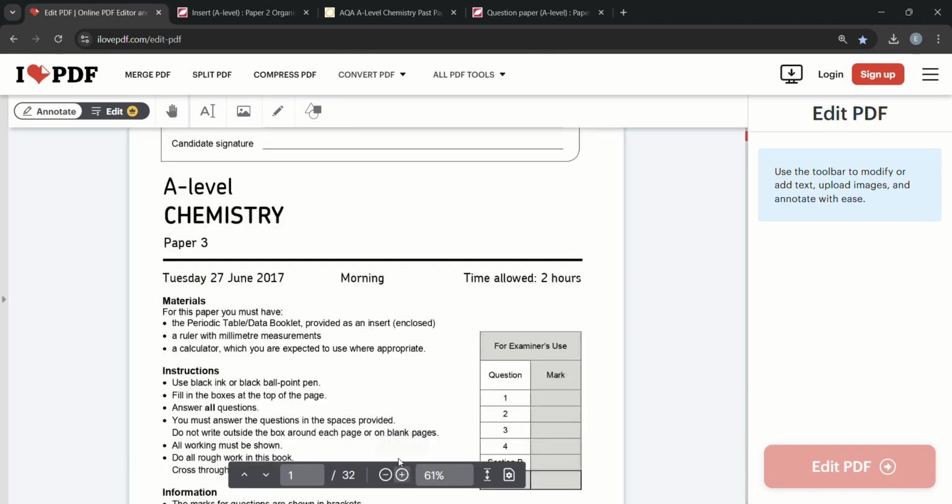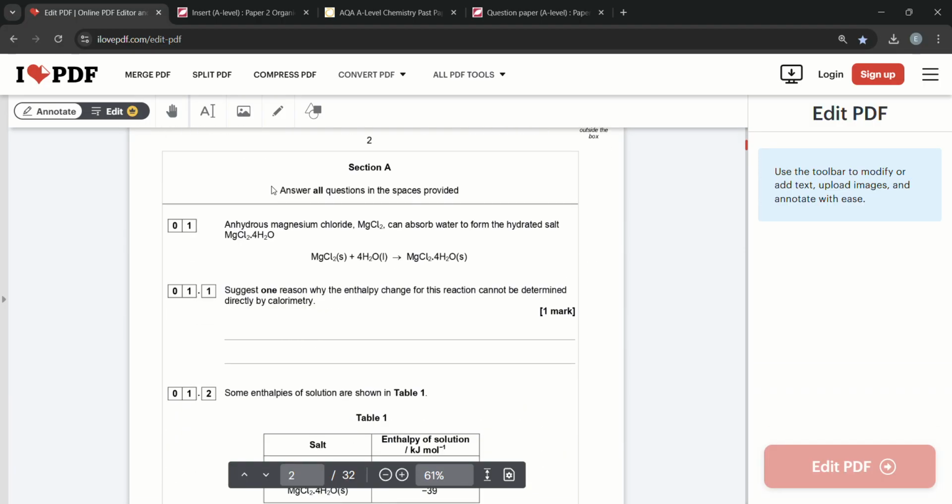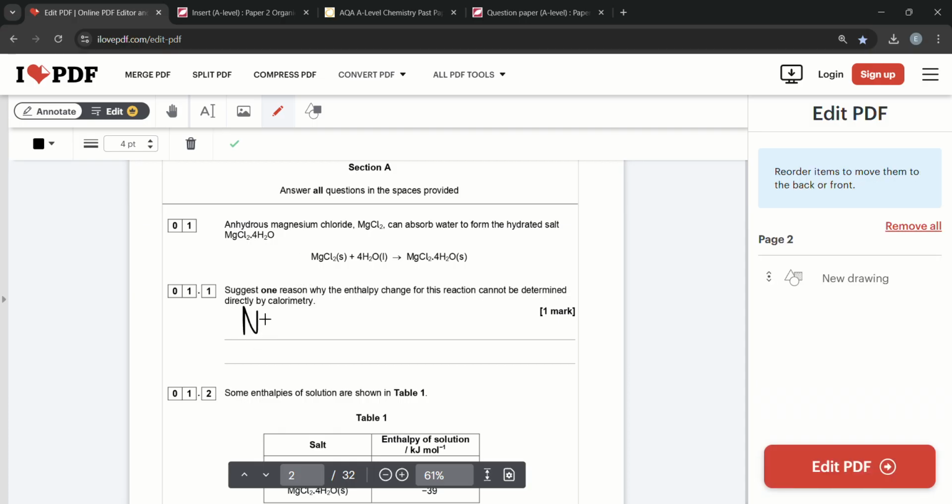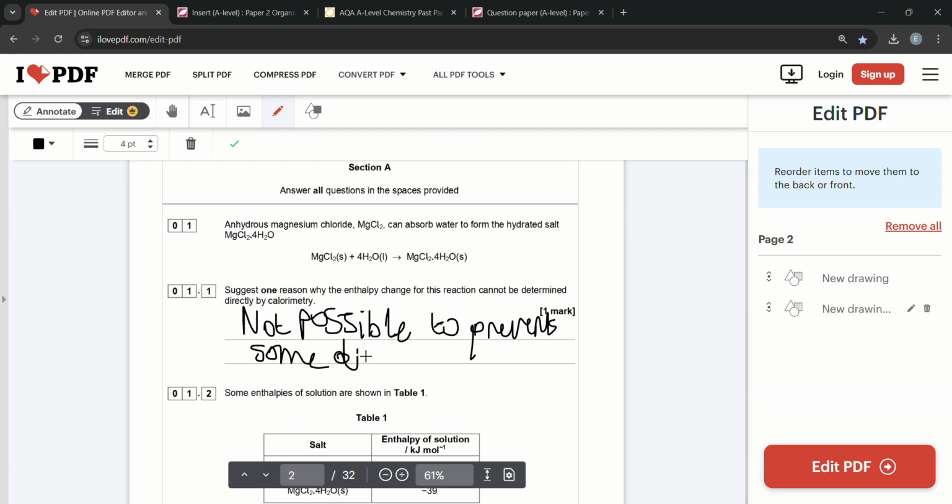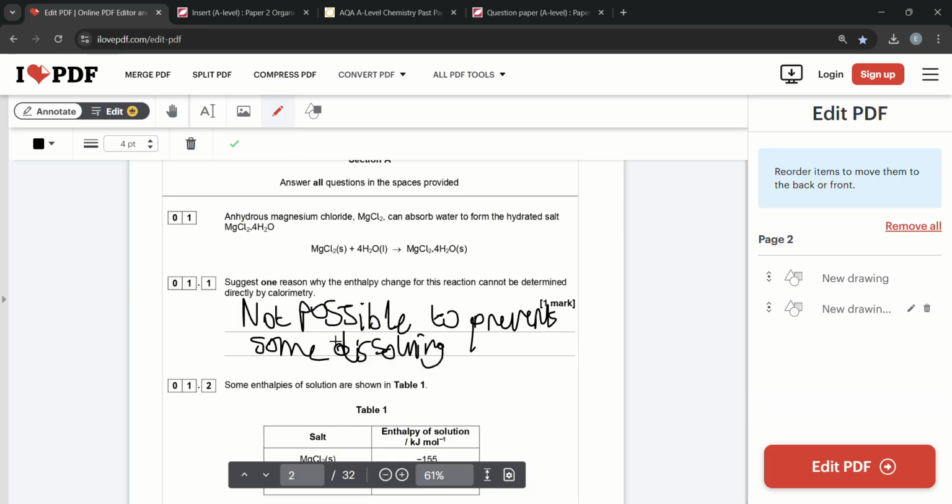A-Level Chemistry Paper 3, 2017, AQA. Suggest one reason why the enthalpy change of this reaction cannot be determined directly by colorimetry. Not possible to prevent some dissolving. Magnesium chloride, hydration, not possible to prevent some dissolving.